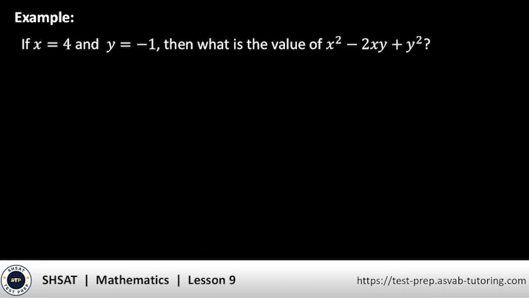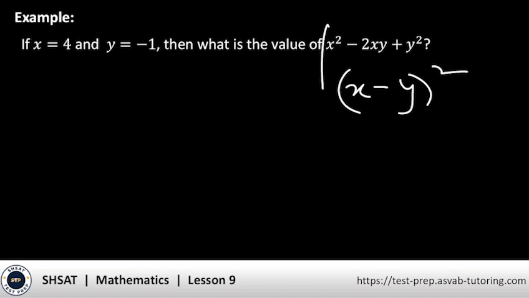Let's move on. If x is 4 and y is -1, then what is the value of x squared minus 2xy plus y squared? There are 2 ways you can do it. You can either put the values of x and y, just like I did in the previous question, or you can just try to figure out a formula with this. Have you learned the formula a squared minus 2ab plus b squared? Have you learned that formula? So in that case, a squared minus 2ab plus b squared is a minus b whole squared, right? Similarly, x squared minus 2xy plus y squared, we can say that this is x minus y whole squared.